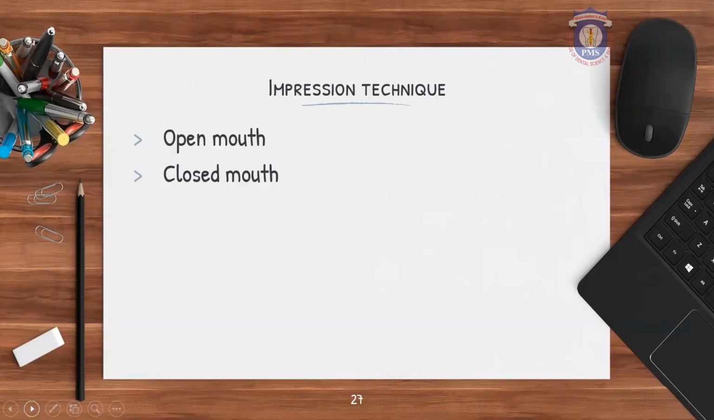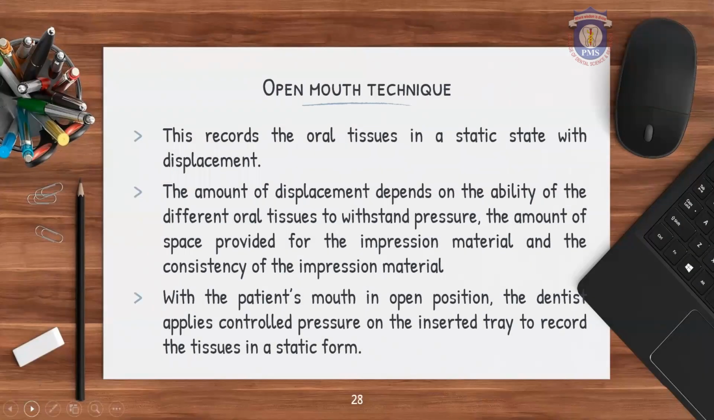So now the impressions can be classified according to the impression technique. They can be classified into open mouth and closed mouth technique. Open mouth technique records the oral tissues in a static state with displacement. The amount of displacement depends on the ability of the different oral tissues to withstand pressure, the amount of space provided for the impression material, and the consistency of the impression material. So this is the open mouth technique.